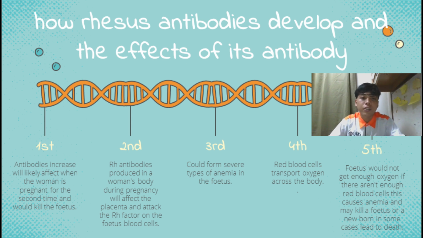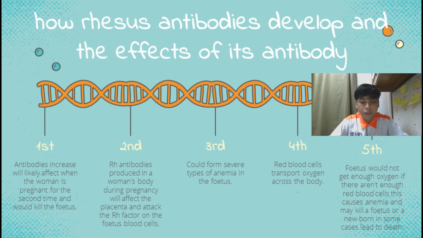Antibodies increase will likely take effect when the woman is pregnant for the second time, and would kill the fetus. Rh antibody produced in a woman's body during pregnancy will affect the placenta and attack the Rh factor on the fetus's blood cells. This could cause severe types of anemia in the fetus, in which the body's ability to replace the red blood cells is outpaced by the body's ability to kill them.